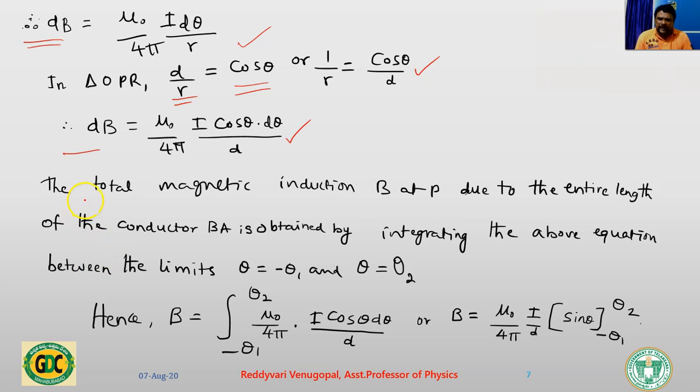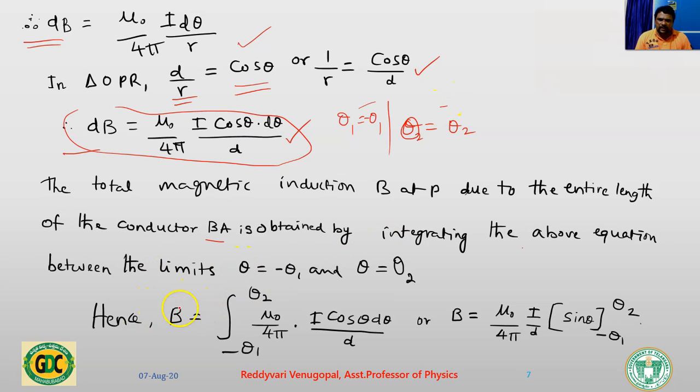Now let us find the total magnetic field induction B at point P due to the entire length of the conductor, that is BA, obtained by integrating this equation between the limits minus theta 1, because that is negative, it is downward, and theta 2, which is positive, it is upward. That's why we take it as positive. So these are the two limits we are going to integrate.